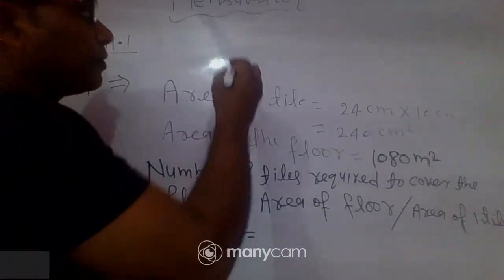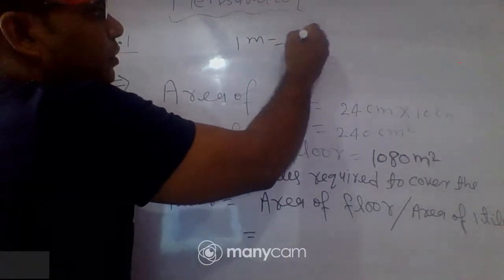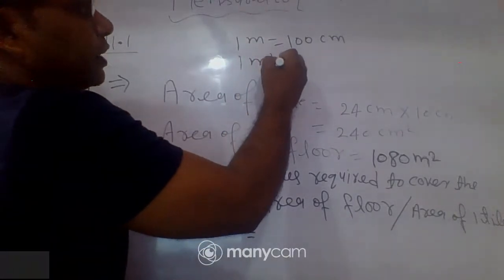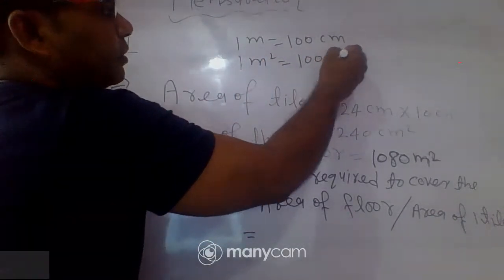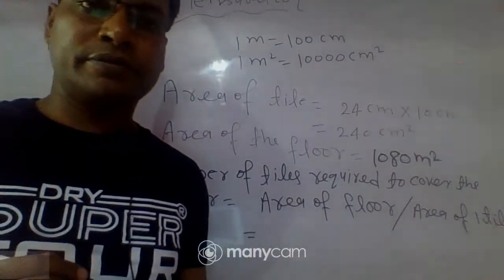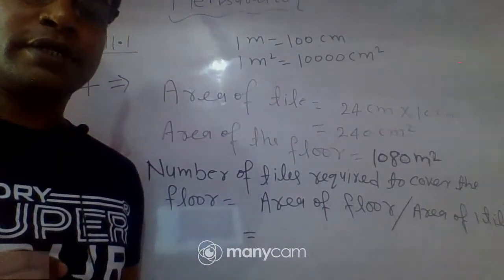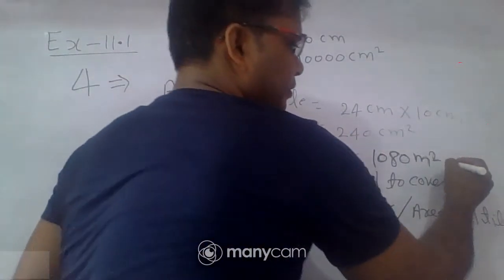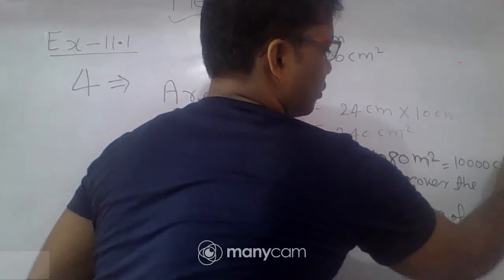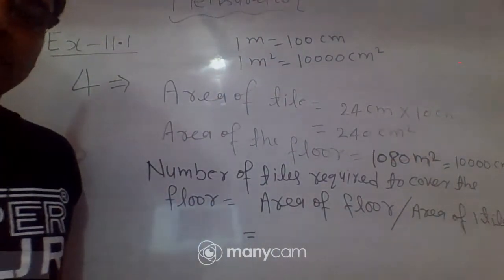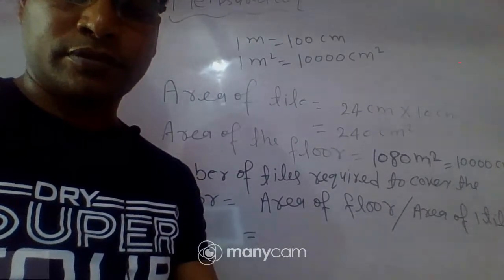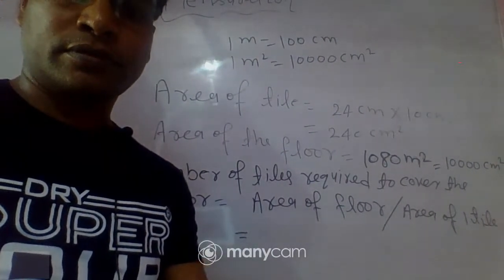So we can write here. Students, one question arises here. 1 meter is equal to 100 centimeter. Okay, so 1 meter square is equal to 10,000 centimeter square. This is clear? Okay, so we can write here, this is equal to 1080 times 10,000 centimeter square.